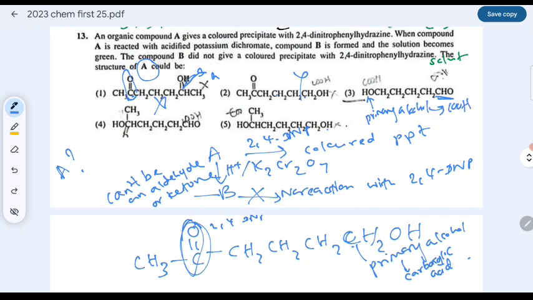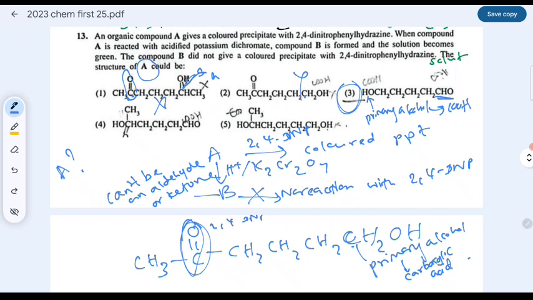Next, we'll see that compound B did not give a colored precipitate with 2,4-DNP. What can you say about it? Yes, compound B does not give a colored precipitate with 2,4-DNP, because here also CHO is formed. So there is nothing to give a colored precipitate with 2,4-DNP, as there are no remaining aldehydes or ketones. So the answer should be the third answer.